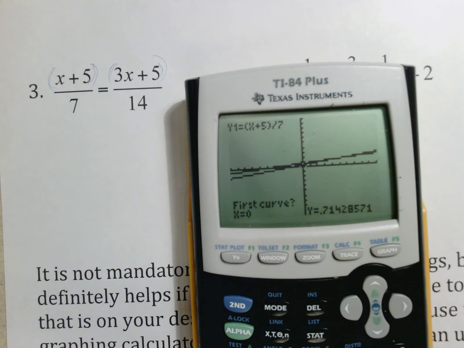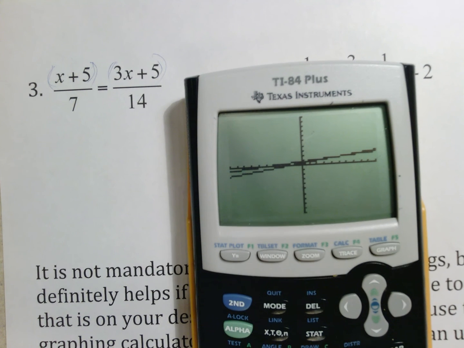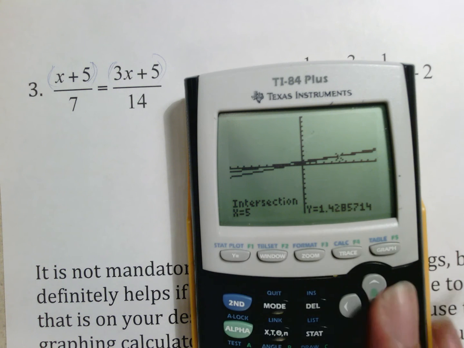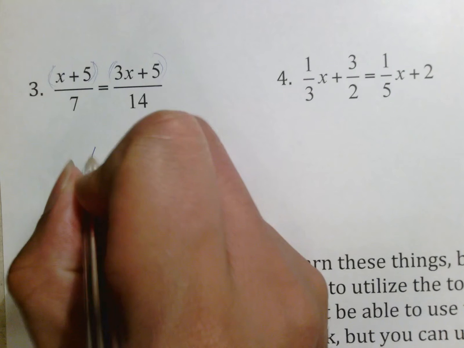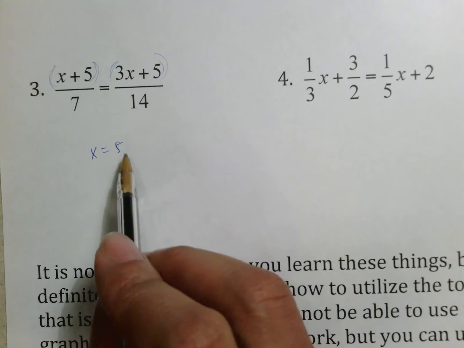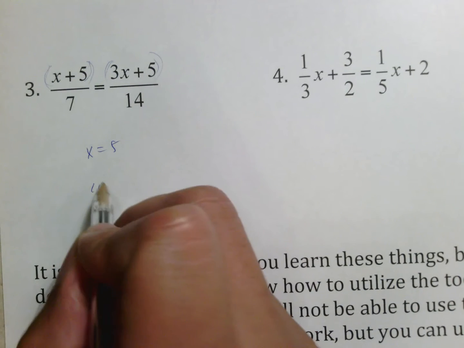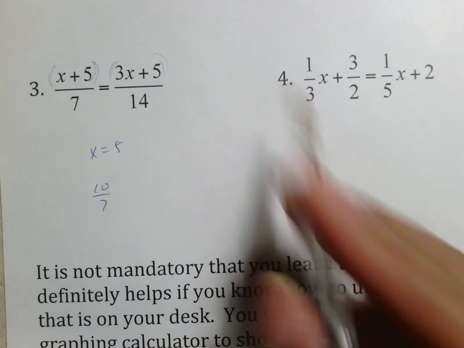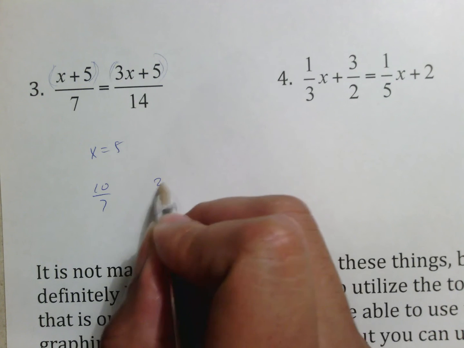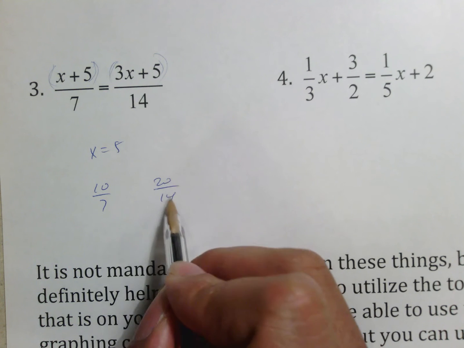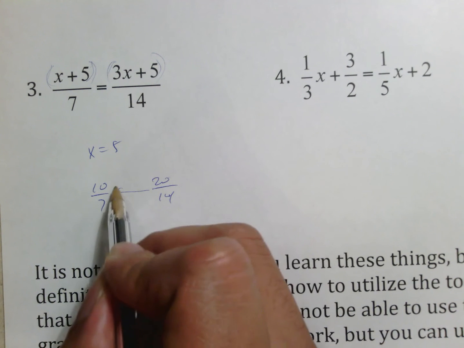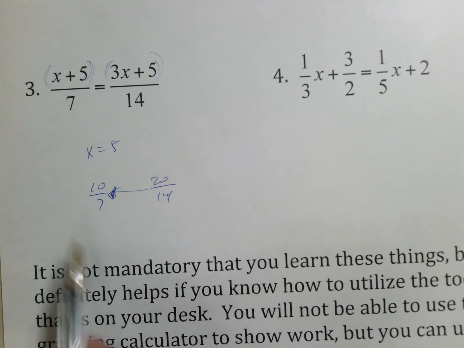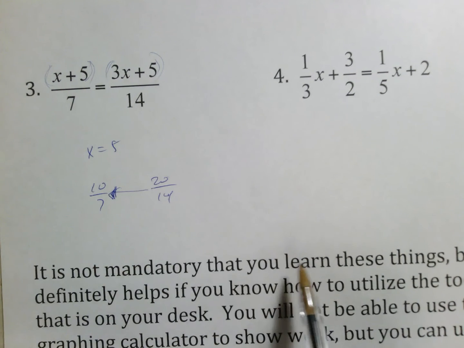So I hit second calculate, 5, first curve, second curve, guess. It gives me the answer, x equals 5, y equals something else that we really don't care about. The bottom line on this is that x equals 5. And if we look at this, 5 plus 5 is 10 over 7. 3 times 5 is 15 plus 5 is 20 over 14. And we see that if we actually reduce 20 over 14, it actually is 10 over 7. So there's your answer to your proportion without having to do the cross multiplication and all the other work.